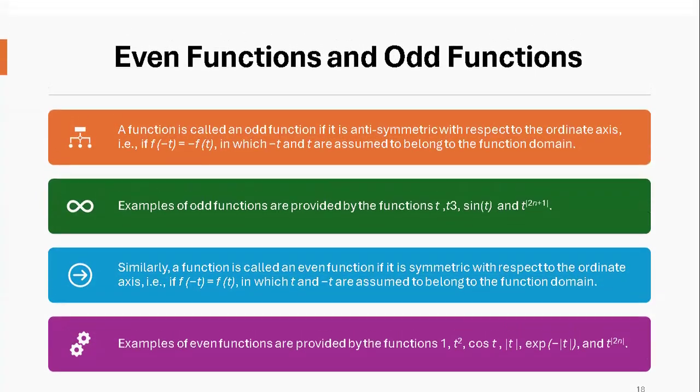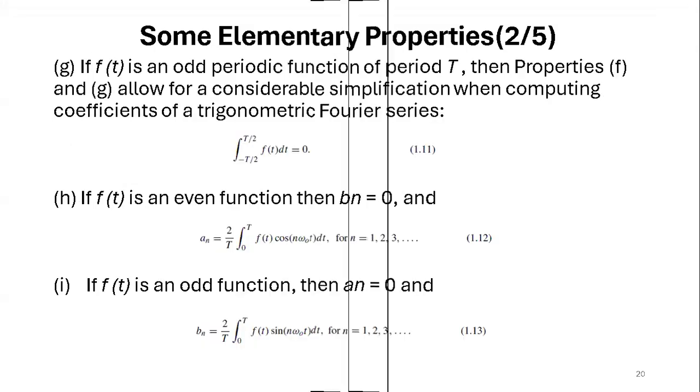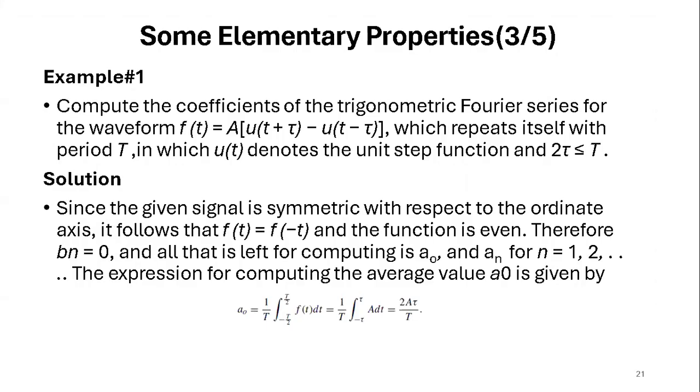Symmetric is the even function. It follows that f of t is equal to f of minus t, and the function is zero for b n, equal to 0 for n equal to 1, 2, and so on. The expression for computing the average value is given by one over the period, integral from minus half period to half period of f of t dt.